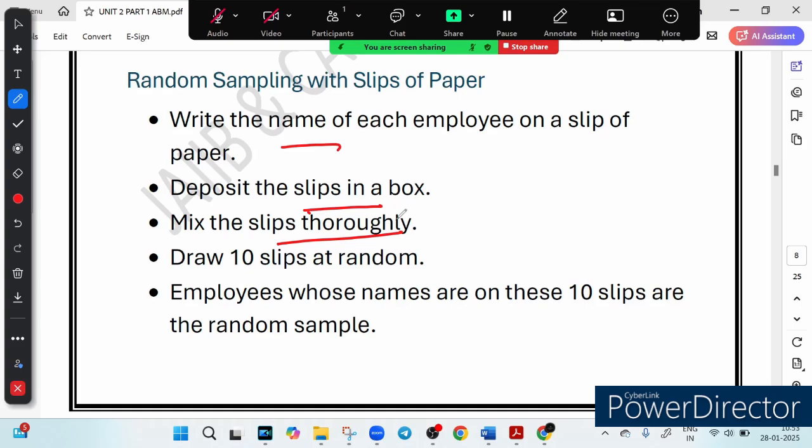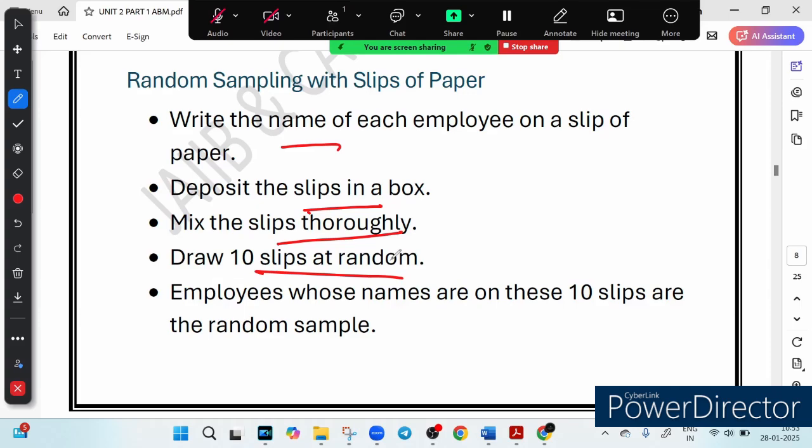Now finally pick 10 slips randomly. Congratulations, you have got your random sample, right? This is how you got your random sample. Sounds easy, right? But here is the catch. This works great for a small group. If you are dealing with a large population, things get tricky, right?